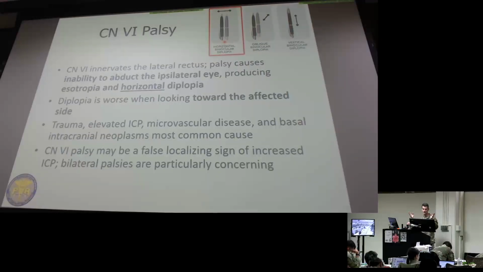It's important to ask the question when they have double vision: hey, does it look like they're on top of each other or side by side? It's easy to differentiate that. And then what's the thing I'm worried about, especially if someone presents with this bilaterally, or it's severe, or maybe they have head trauma? What's the thing I'm worried about? ICP, because it can potentially push on that nerve as it's coming out.